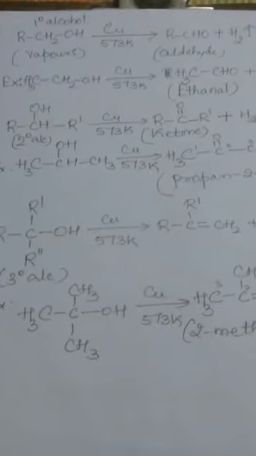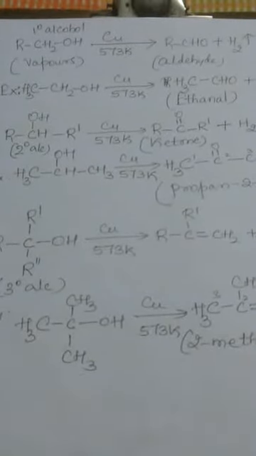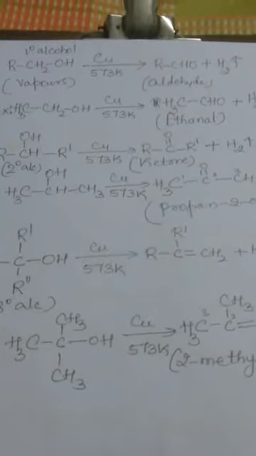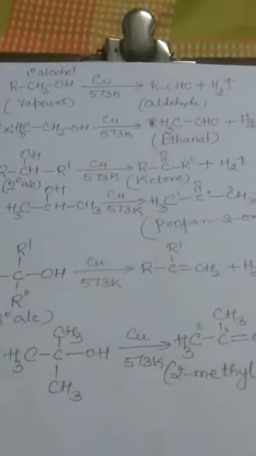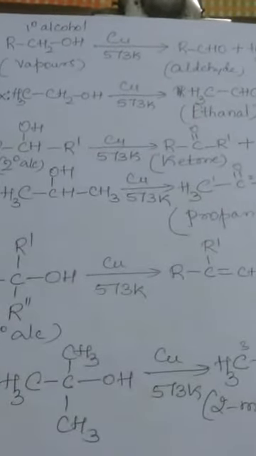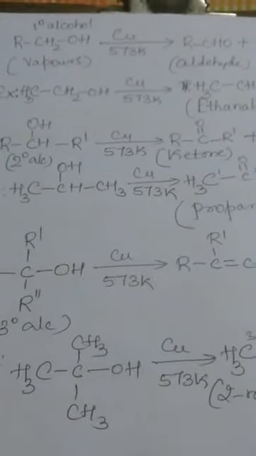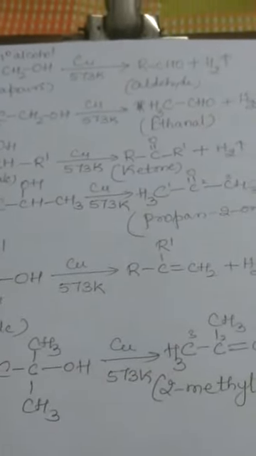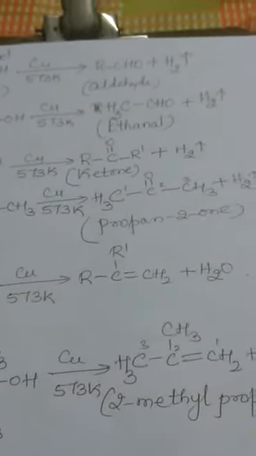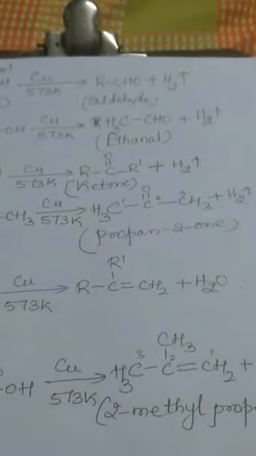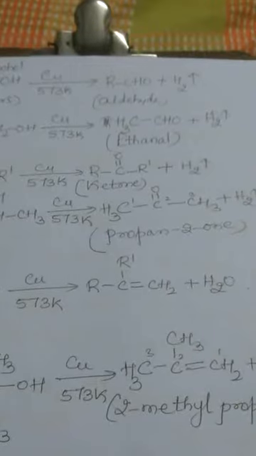Now if you take a secondary alcohol, vapors passed over copper catalyst at 573 Kelvin, you will get a ketone, that is RC double bond O R' with the elimination of H2, dehydrogenation. Now the example taken here is that of propan-2-ol vapors. When passed over copper catalyst at 573 Kelvin, you will get the product propan-2-one plus H2. The upward arrow indicates that hydrogen gas is being liberated.